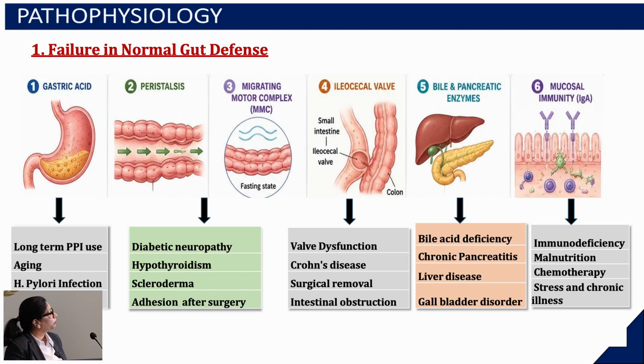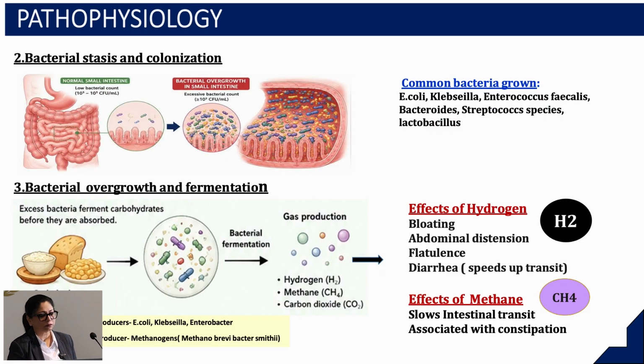Coming to the mucosal immunity, the risk factors include immunodeficiency, malnutrition, chemotherapy, stress and chronic illness. Immunodeficiency, this is low immune protection, therefore bacteria can multiply and overgrow.